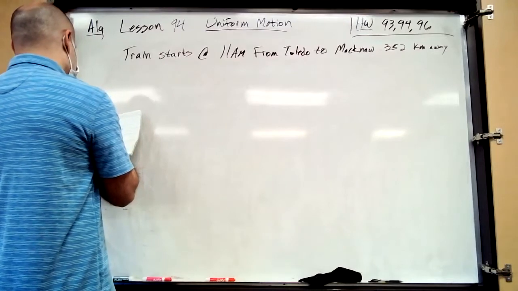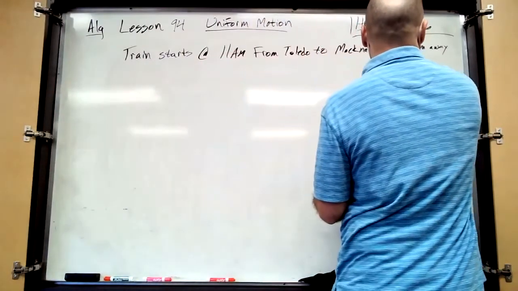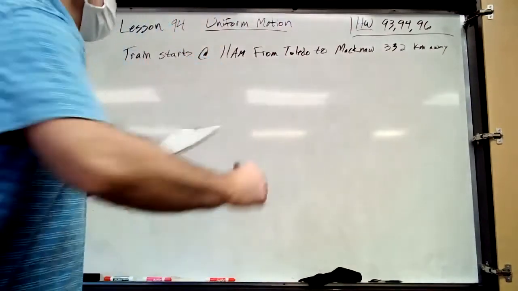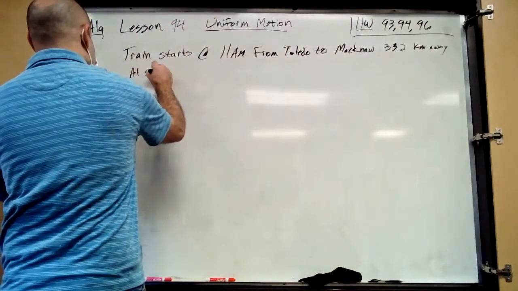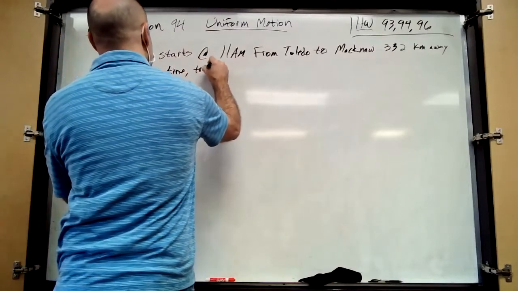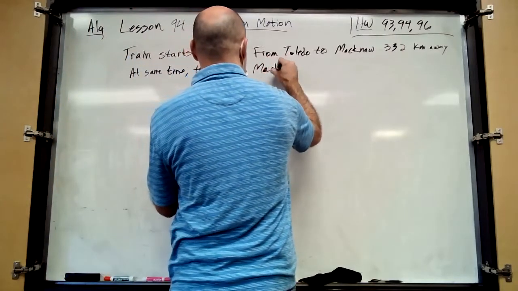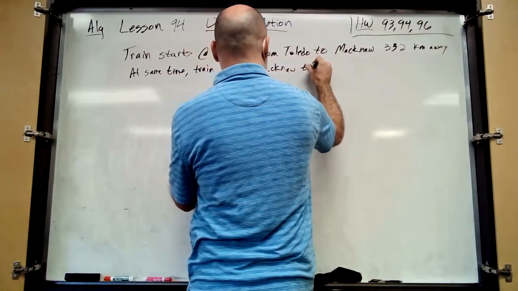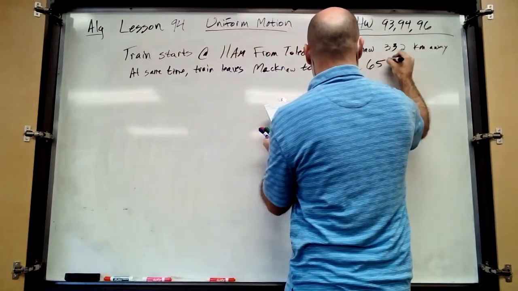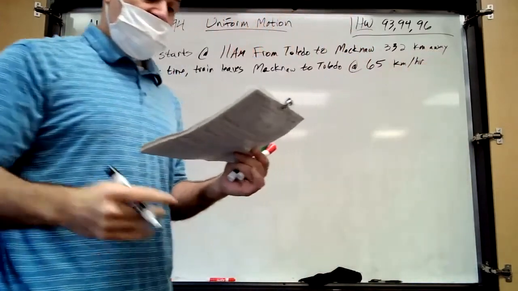So train starts at 11 a.m. Okay, 332 kilometers, not 352, 332. All right. At the same time, 11 a.m., a train leaves Mackinac to Toledo at 65 kilometers an hour. So this gives you the rate of that next one.